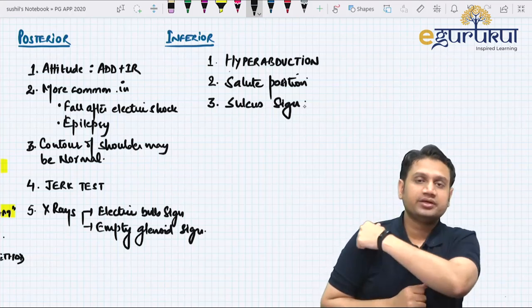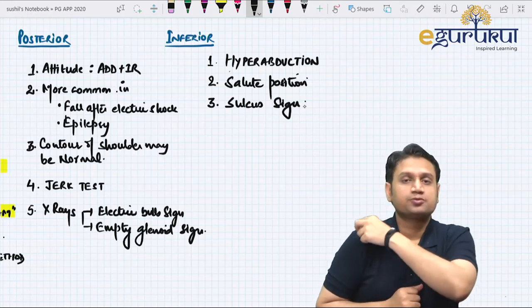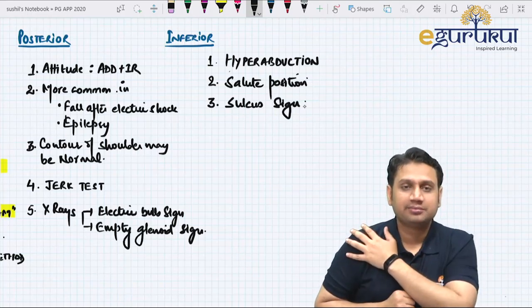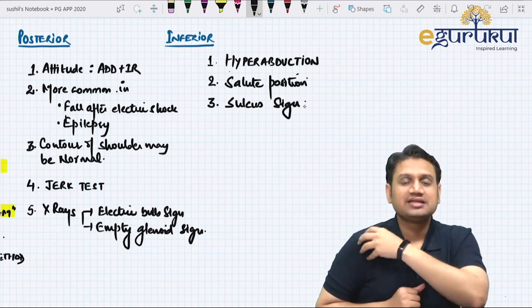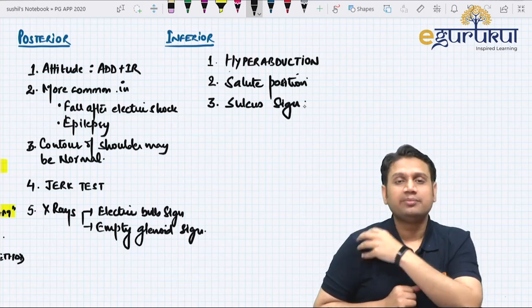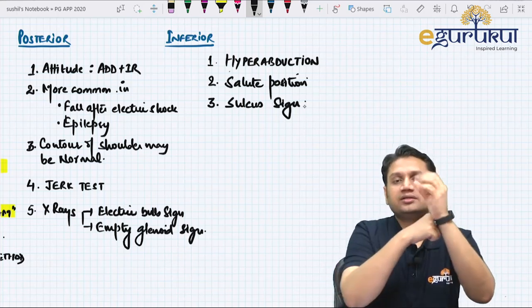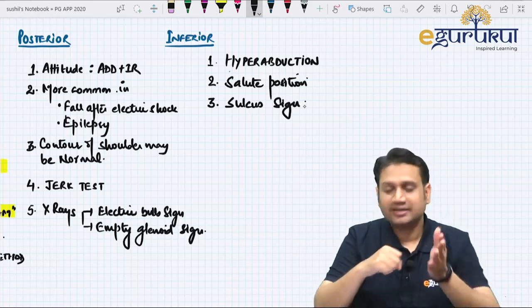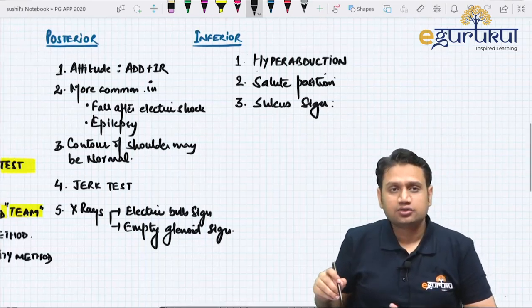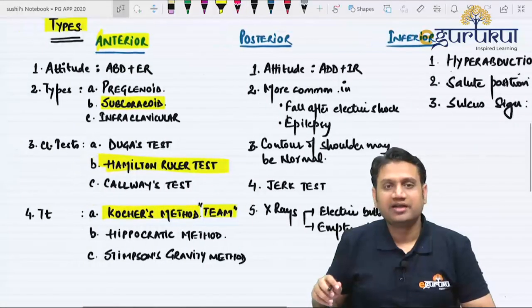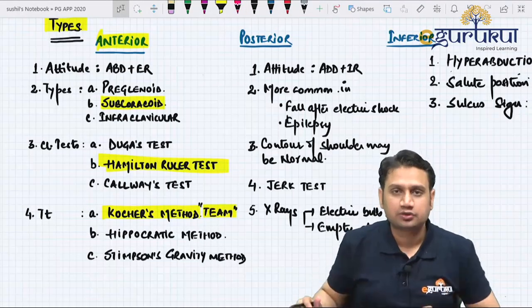When I trace my thumb from here, and reach over here at this point, what I feel is that all this area will be empty, right? Why? Because the head which was supposed to be here has gone here. This area is empty now. That's what you call sulcus sign, right? So these are 3, 4 and 5 important points about different kinds of dislocation.